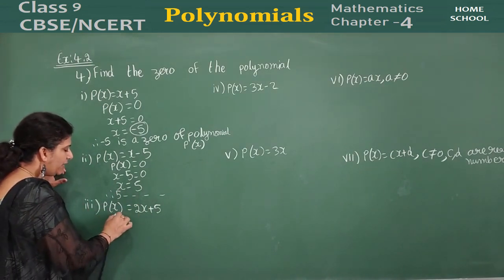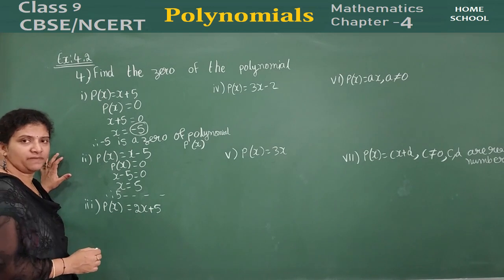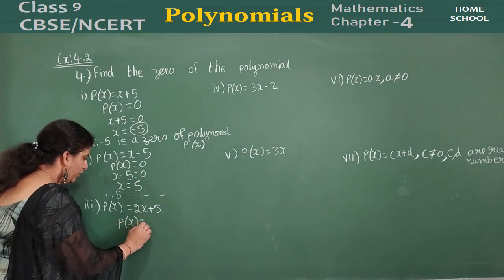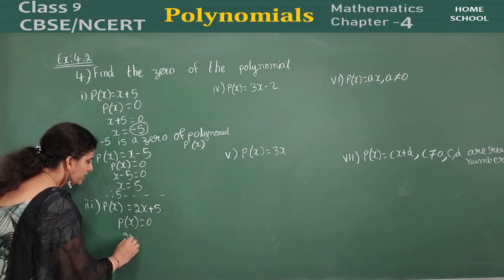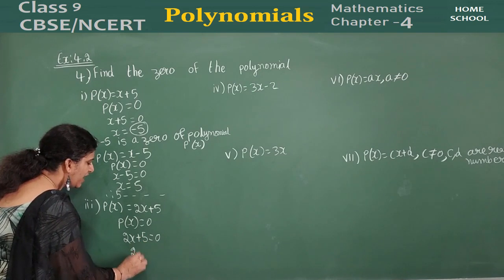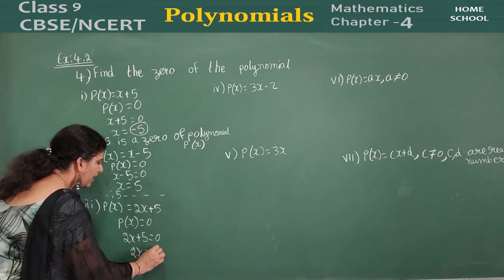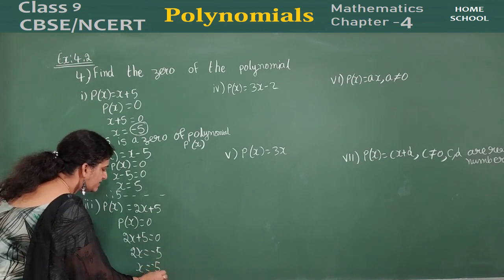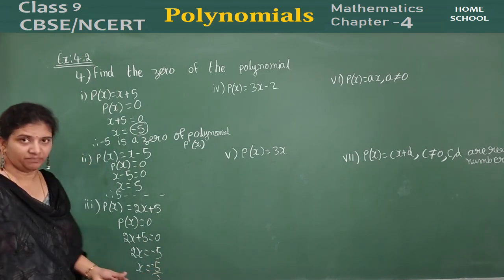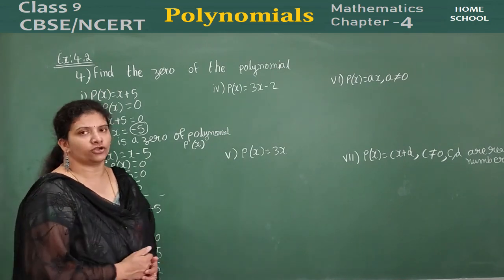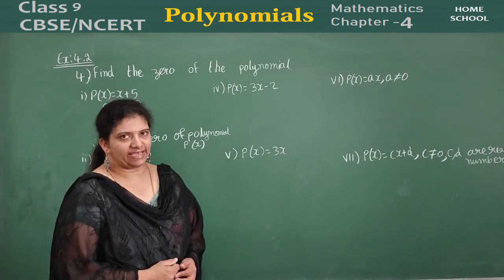Third one. P of x is equal to 2x plus 5. So P of x is equal to 0. That means 2x plus 5 equal to 0. Plus 5 send to the other side, minus 5. That is x is equal to minus 5 by 2 is your answer. Therefore, minus 5 by 2 is a zero of the polynomial P of x.